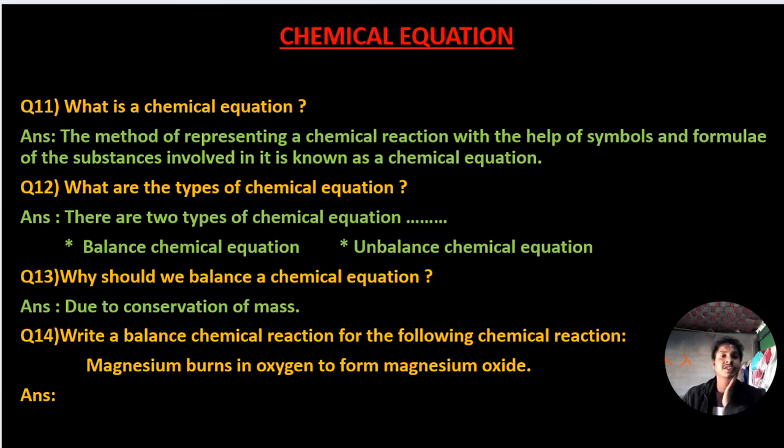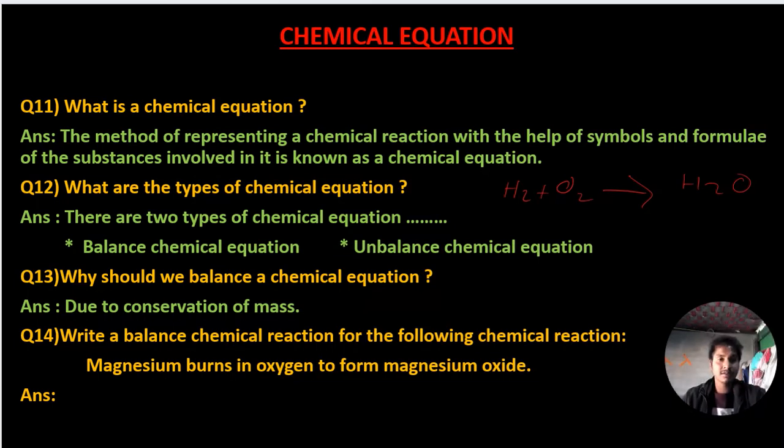Now next problem is, what is a chemical equation? Okay. Chemical equation, you can say in simple words, is a representation of a chemical reaction with their symbols, or you can say formulas. The method of representing a chemical reaction with the help of symbols and formulas of the substances involved in it is known as a chemical equation. Okay? It's very simple. Example: H2 plus O2 gives us what? H2O. This is a chemical equation.